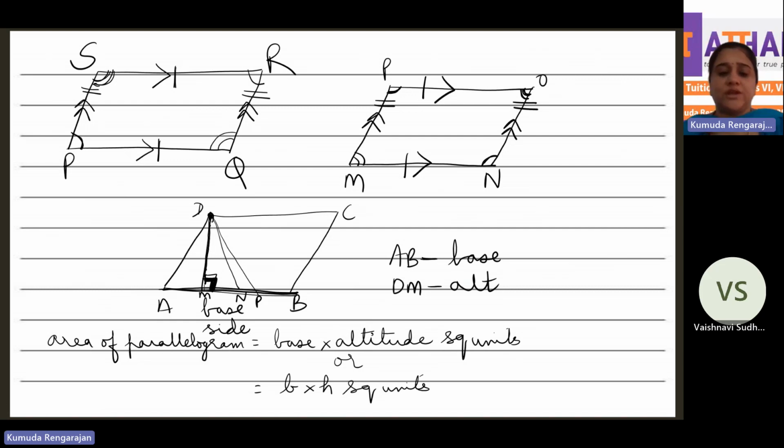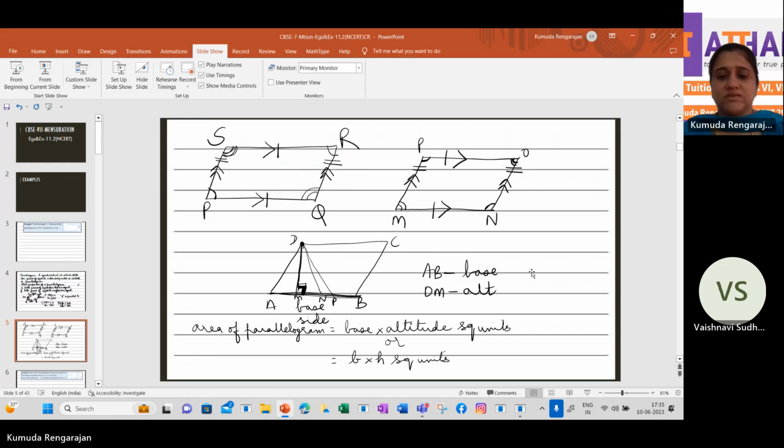Now, what is the formula, Navneet, to find the area of a parallelogram? Base into altitude, square units. Or in short, you can write base into H. H means height. Altitude means height. So base into height, square units. Let's see the properties again. Once again, I'll just show.